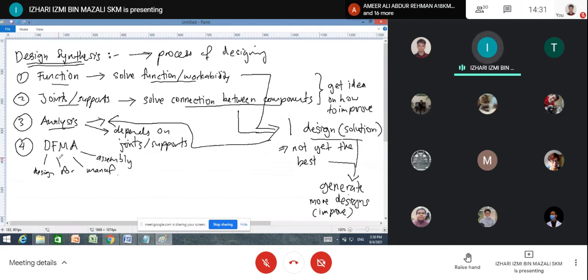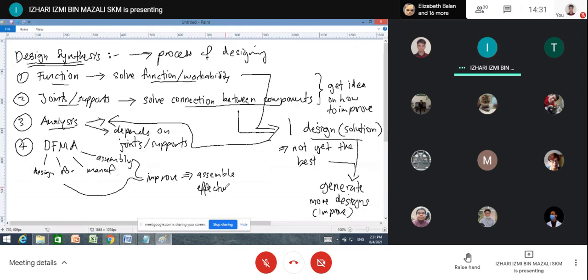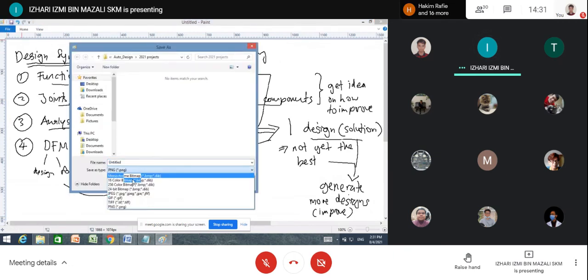So for part number 4 here, basically we want to improve our design further, so that it can be manufactured and assembled effectively. So this is the part 1, 2, 3, and 4. Okay. Any question?